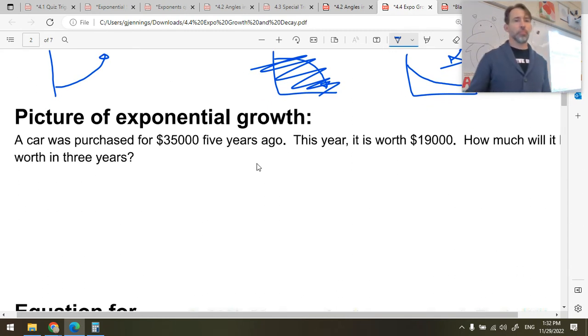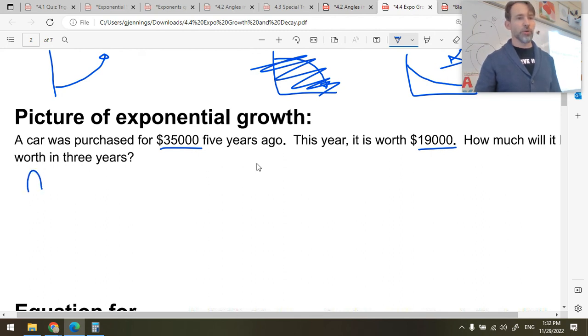Let's say you purchased a car for $35,000 5 years ago. This year, it's only worth $19,000. How much is it going to be worth in 3 years? So we're thinking about selling our car, and we're thinking maybe in 3 years I'll get a new car. I wonder what I can get as my trade-in if today it's worth $19,000 and 5 years ago it was worth $35,000. Okay, so what we're trying to solve is what is my function, first of all.